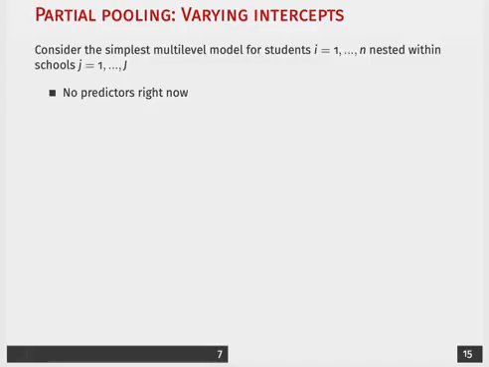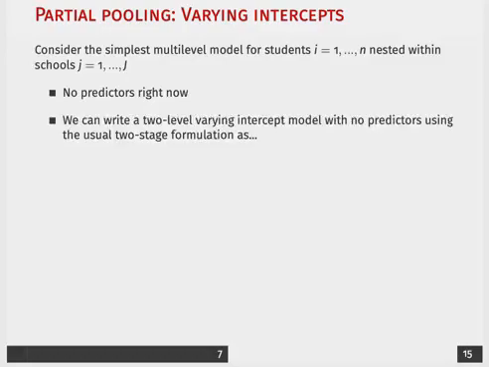Now, we have no predictors right now. We are not having any predictors, either at the individual or at the school level. But we're going to try to write a two-level model that allows for varying intercepts with no predictors using this kind of two-stage formulation that we were talking about, where we have an individual level and we have that secondary level with schools where we're varying our alphas.